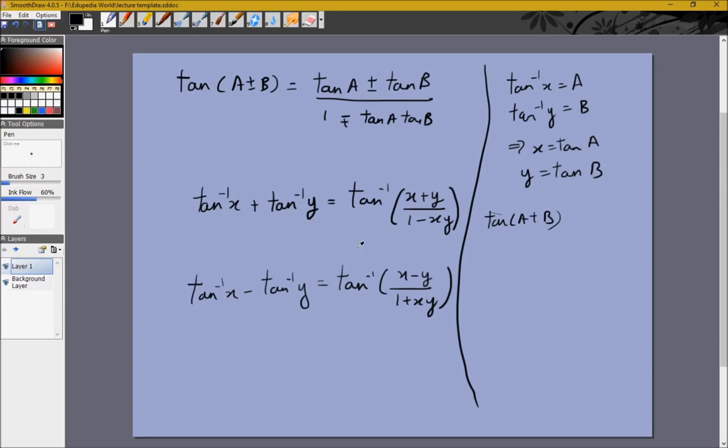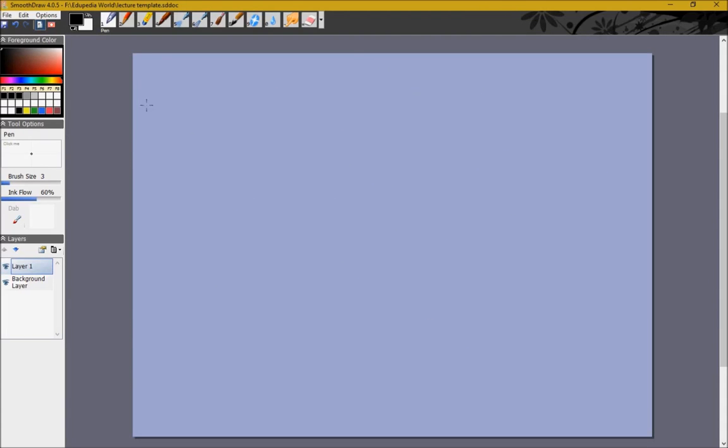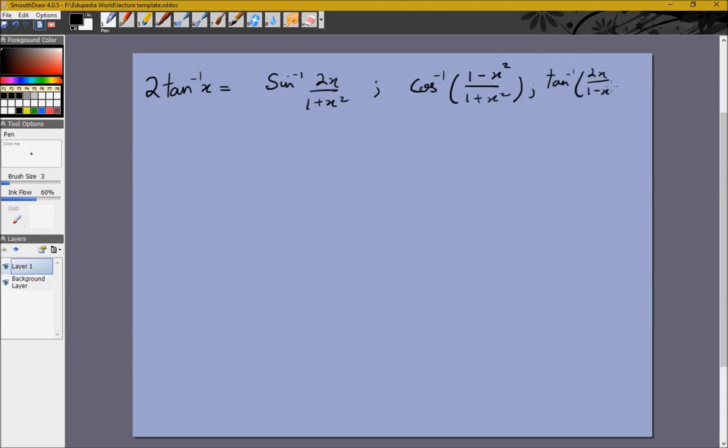And there's a final set of properties. 2 tan inverse x is equal to, now there are three separate formulas for this. Sine inverse of 2x by 1 plus x squared, and then you have cos inverse. I should be writing an equal to sign in between, but I won't because the domains in the three are different. I'll explain that in a minute. And it is also equal to tan inverse of 2x by 1 minus x squared.